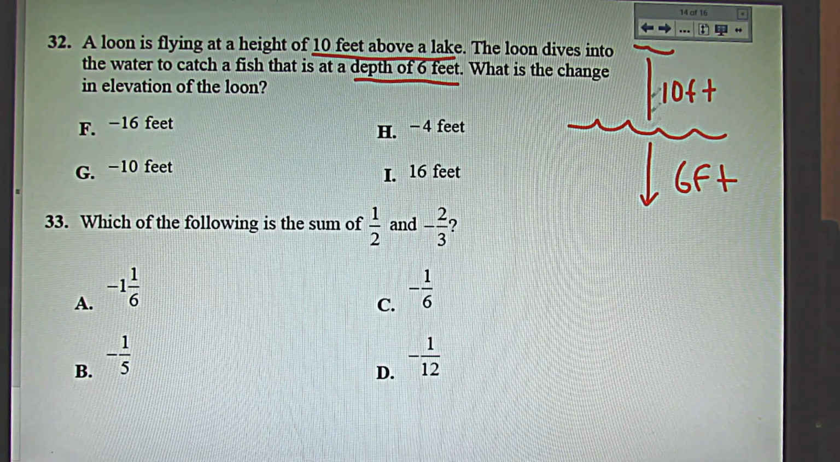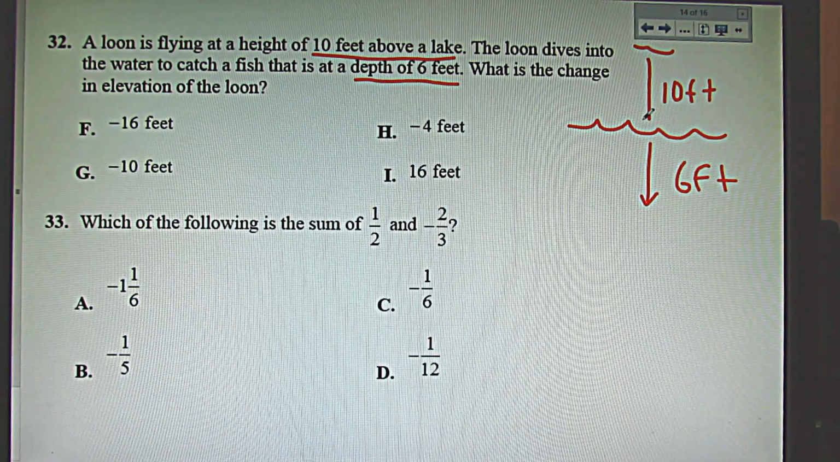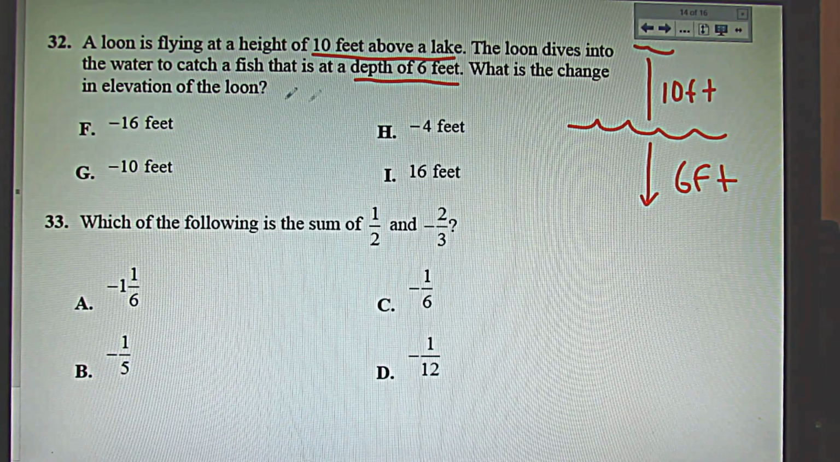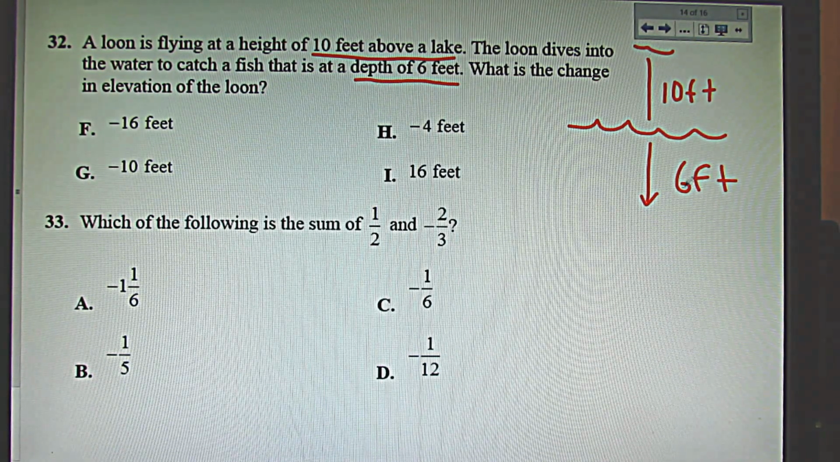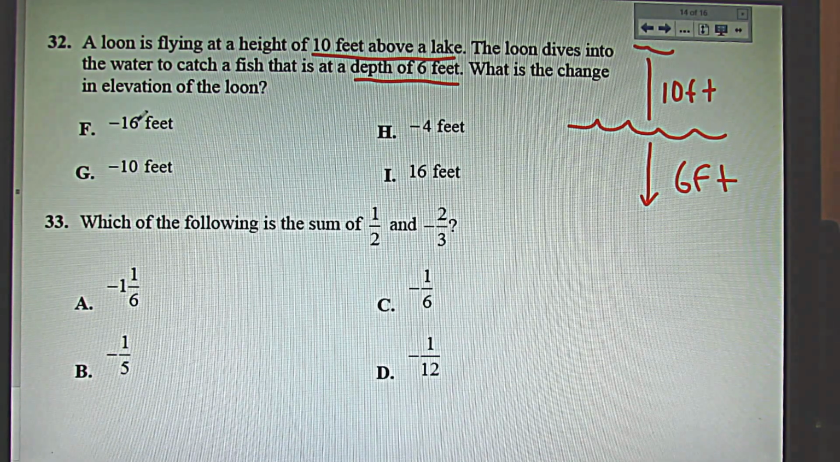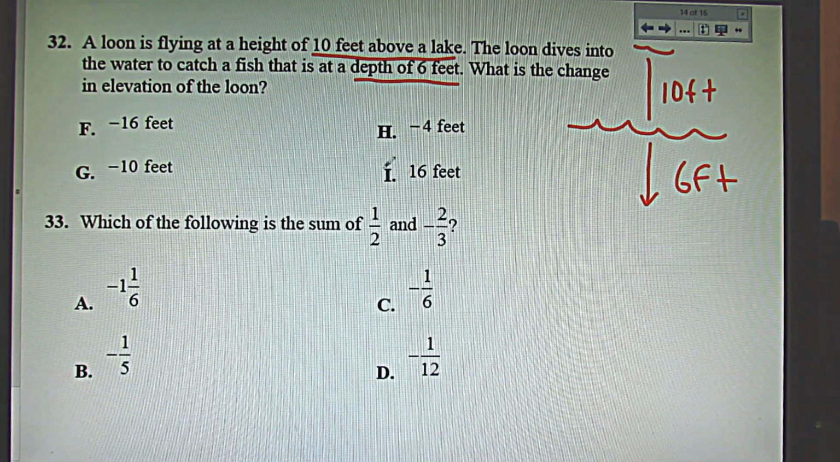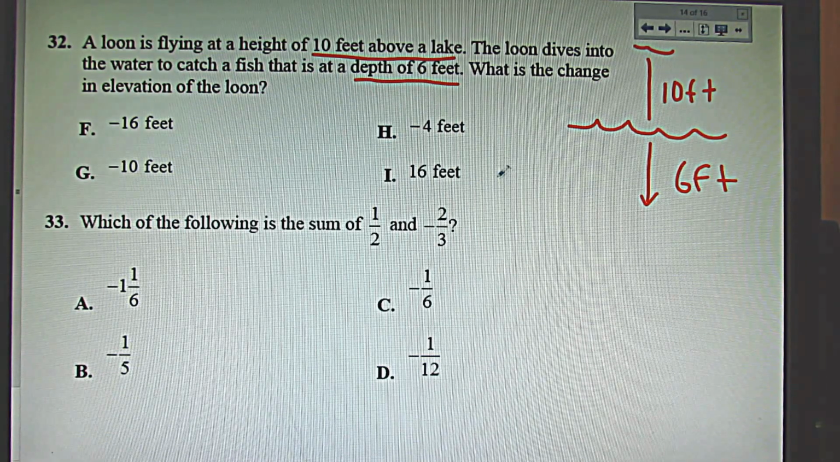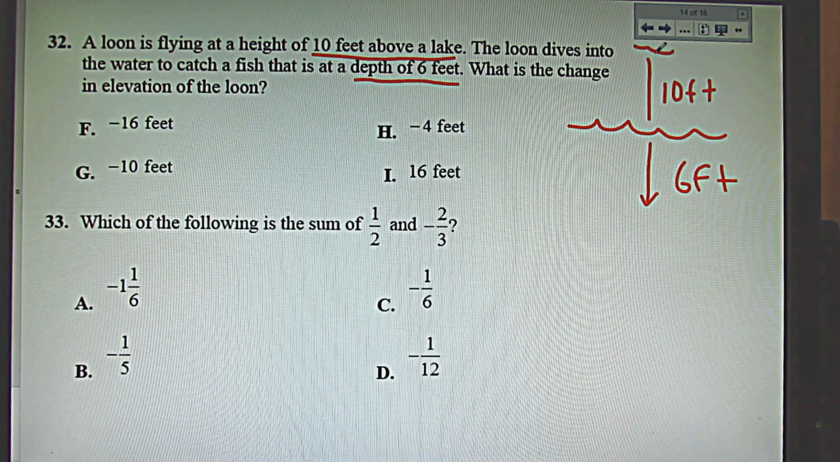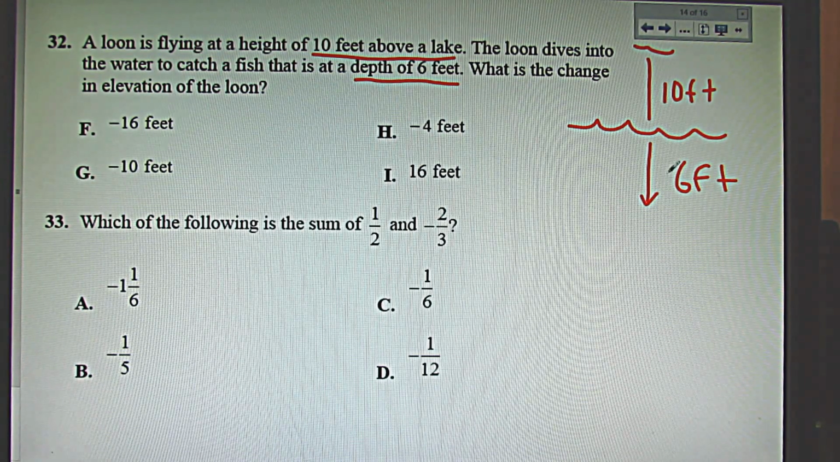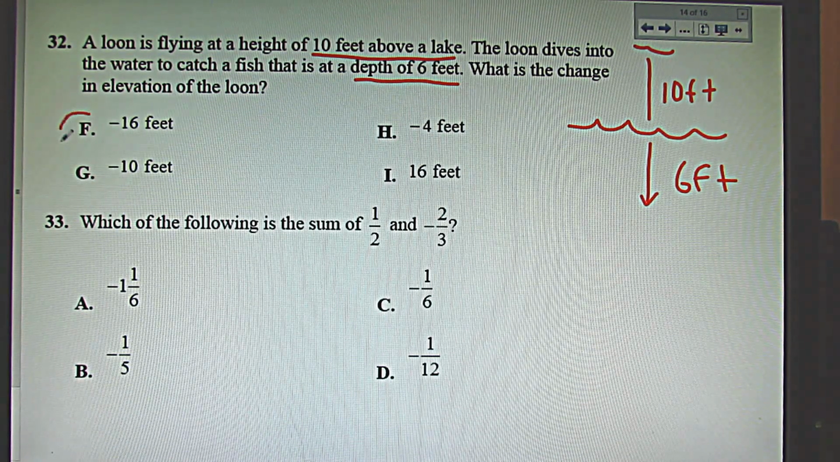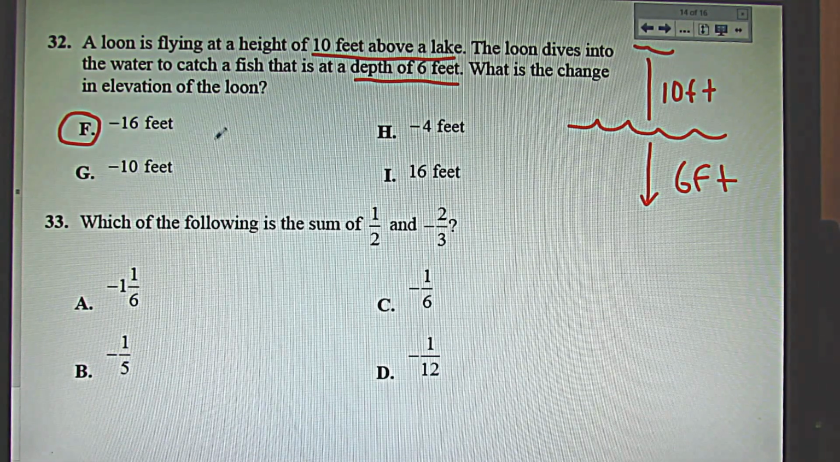Well, just looking at this picture can really help me see what the change in elevation was. He went from a positive 10 all the way down here to a negative 6. Well, I see two answers that sort of make sense. 16 and negative 16. The question is, what did it change? Did he go up 16 or down 16? Well, this picture clearly shows he went down 16 feet. So negative 16 feet.